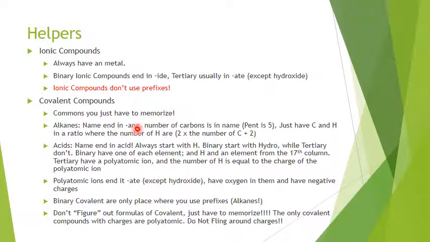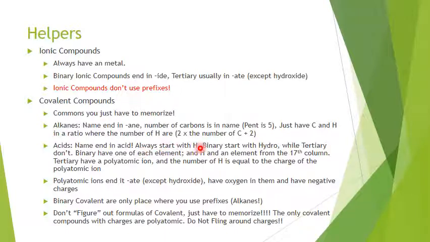Covalent compounds, the commons, you just have to memorize. The alkanes, names end in "ane". It just has carbons and hydrogens. The number of carbons is in the name, usually, like pent, hex, and whatever, except we have our little trick with the MEPB, meat eaters prefer beef. And there's a ratio of carbons and hydrogens. But if you just start with methane, you can figure out the other guys. So methane is CH4, ethane is C2H6. So every time you add 1 carbon, you add 2 hydrogen.